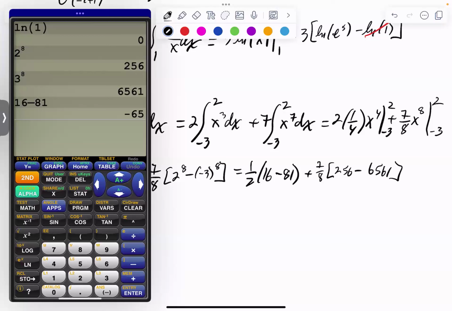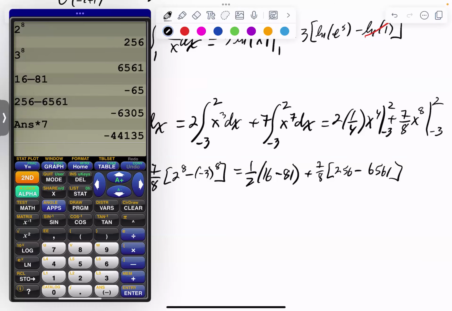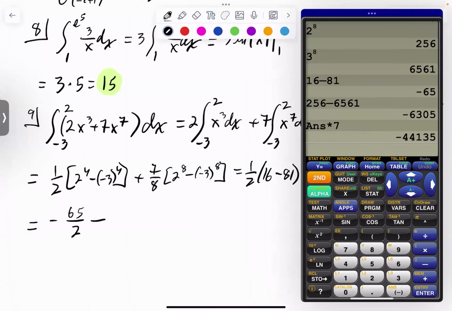Plus, let's see, 256 minus 6561 times 7 divided by 8. So this is going to become minus 44135 over 8.